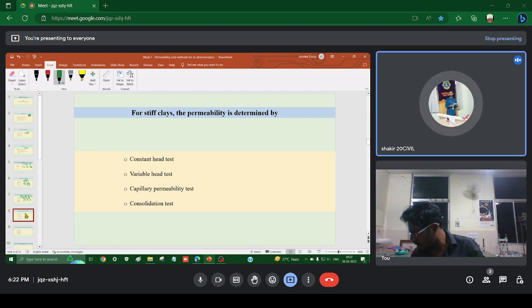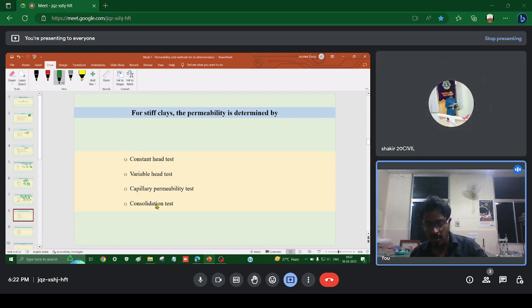We have two tests: constant head and falling head. These are for soils where we get high permeability. But there are more tests. These two are one type of test. There is another, the capillary test. This is also a kind of test.